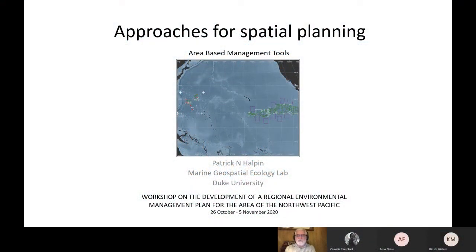I'm a professor at the Marine Geospatial Ecology Lab at Duke University, and I'm going to be speaking today about approaches for spatial planning and specifically on area-based management tools.